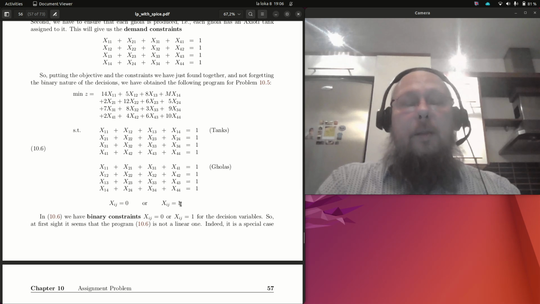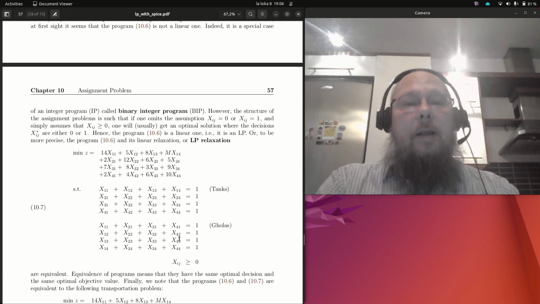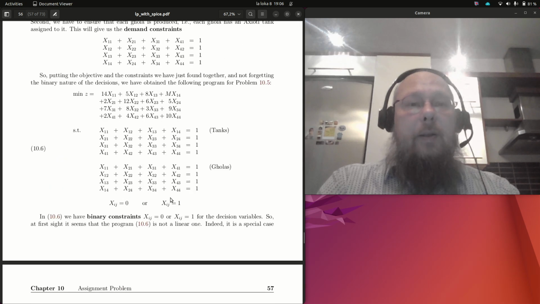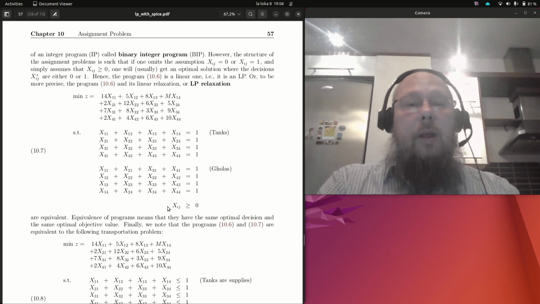So this means that we can forget these binary constraints and instead look at the sign constraints. So this is the LP relaxation of this binary integer program. The only thing that's different is that we are not assuming these decision variables to be binary, we assume them to be non-negative.